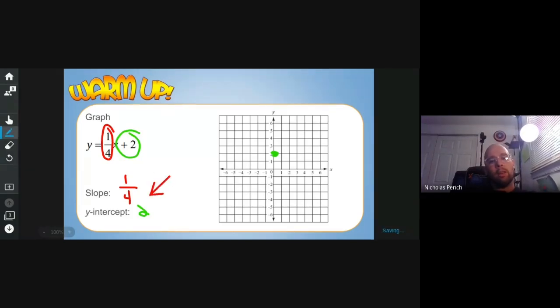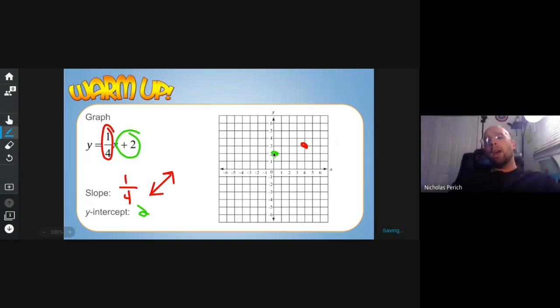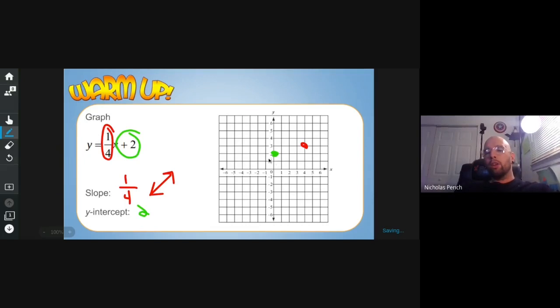Let's try it again. Okay, so this is what I do. I go to my green dot and I go up 1 and I go right 1, 2, 3, 4. Put a dot. Up 1, over 1, 2, 3. Ran out of room. So go back to your green dot and go down 1. Go left 1, 2, 3, 4. Put a dot. Go down 1, go left 1, 2, 3. Ran out of room.